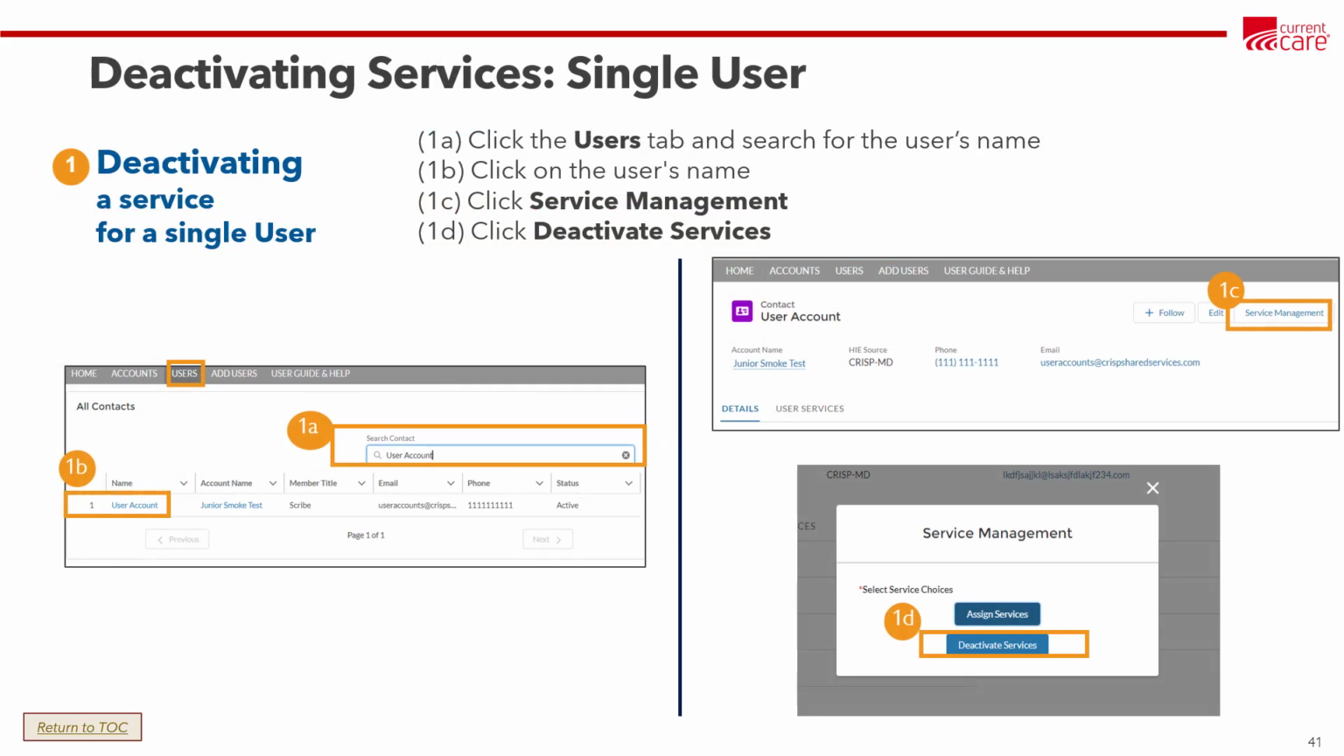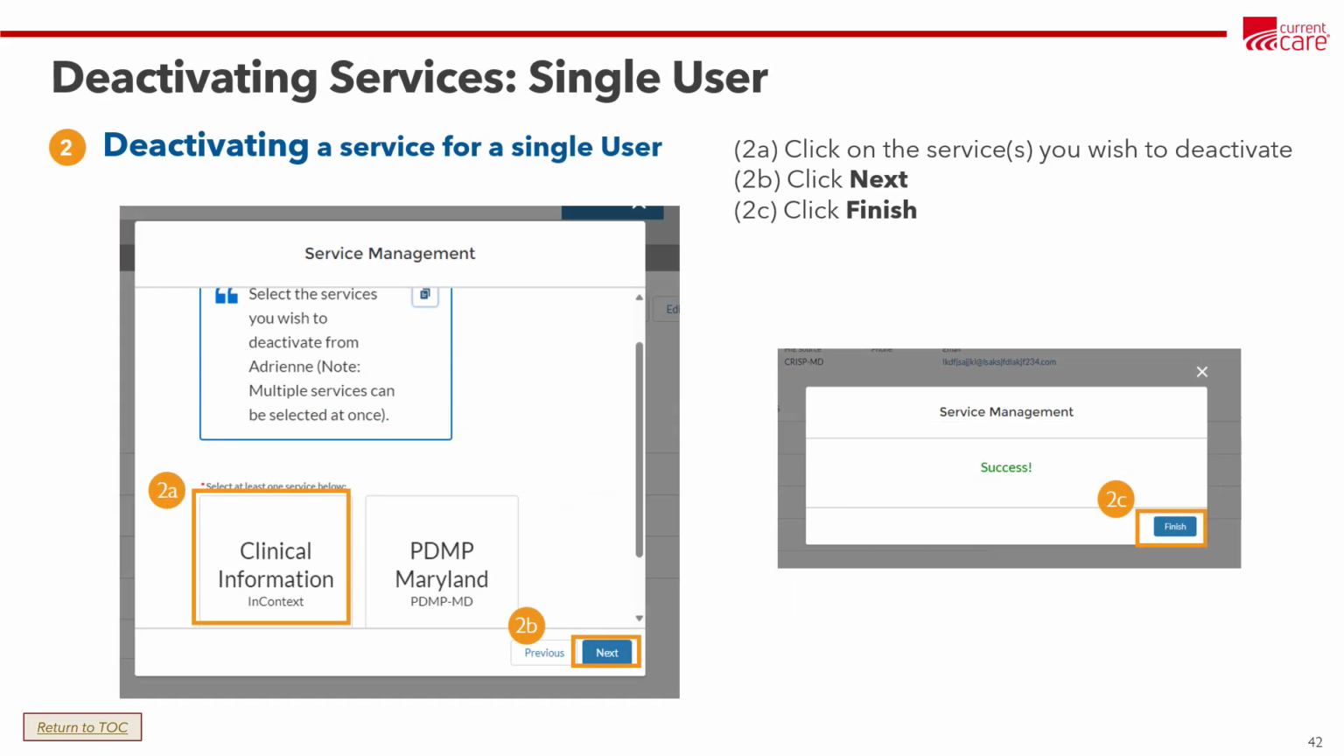To deactivate services for a user, click the Users tab and search for the user's name. Click on the user's name to select it. Click Service Management, then click Deactivate Services. Click on the services you wish to deactivate. Click Next, then click Finish.